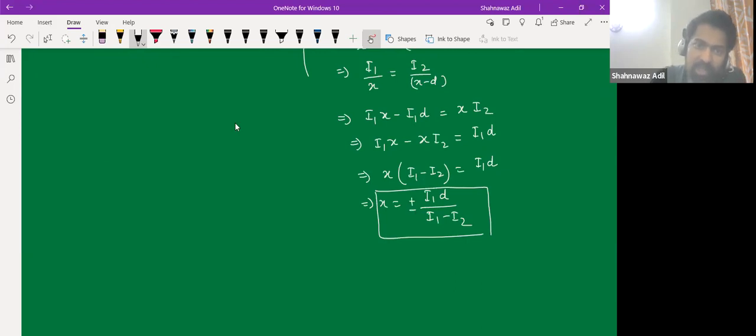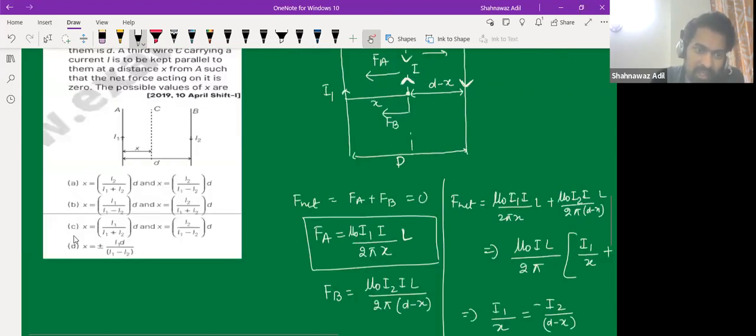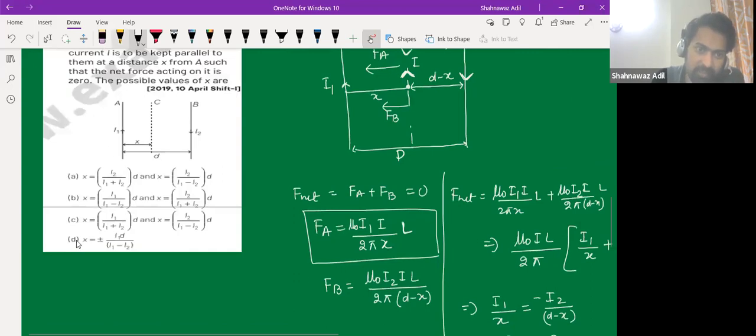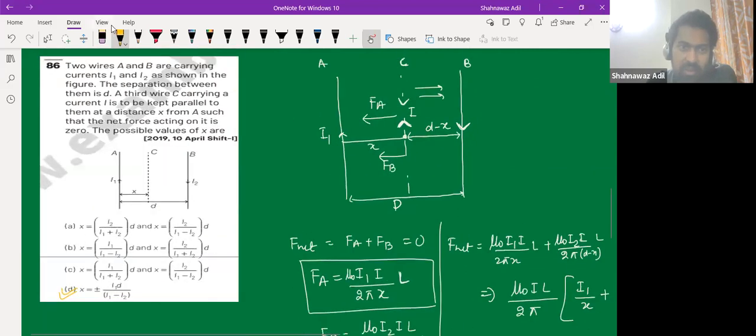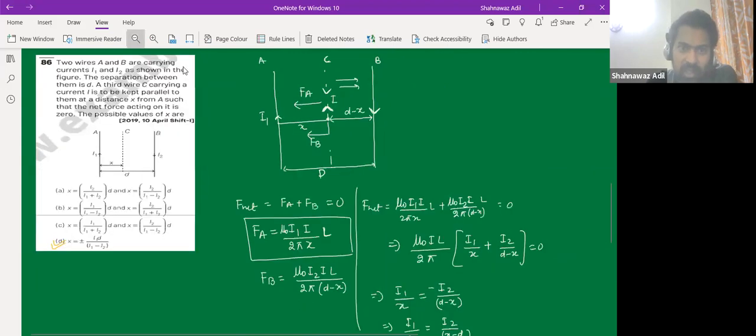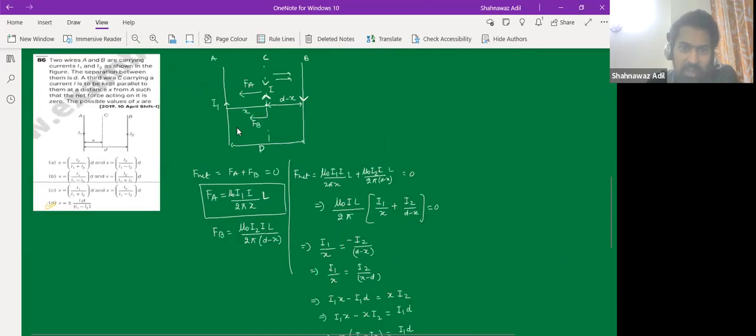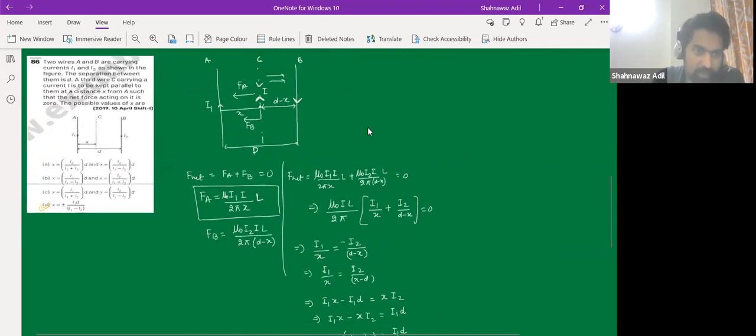So is this thing clear, guys? Please note this down, and if you have any doubt, please ask. But remember, if this I2 was in the parallel direction, then we would have gotten a different answer.